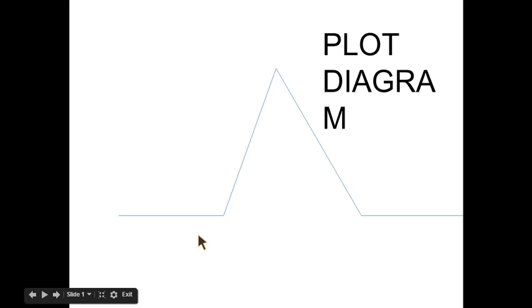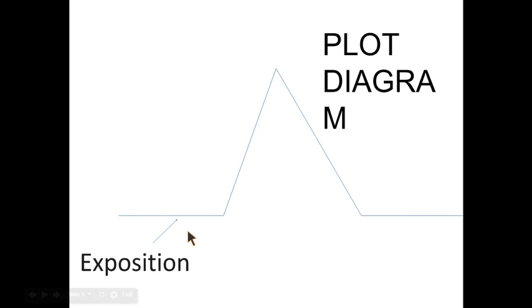The first thing that I want you to do is draw a little arrow over here, just like I did, and then I want you to write exposition. This part of your plot diagram is the exposition of the story. This is the introduction. This is where you learn about the main characters. This is where you're going to get background information. This is where you're going to learn what the setting is.